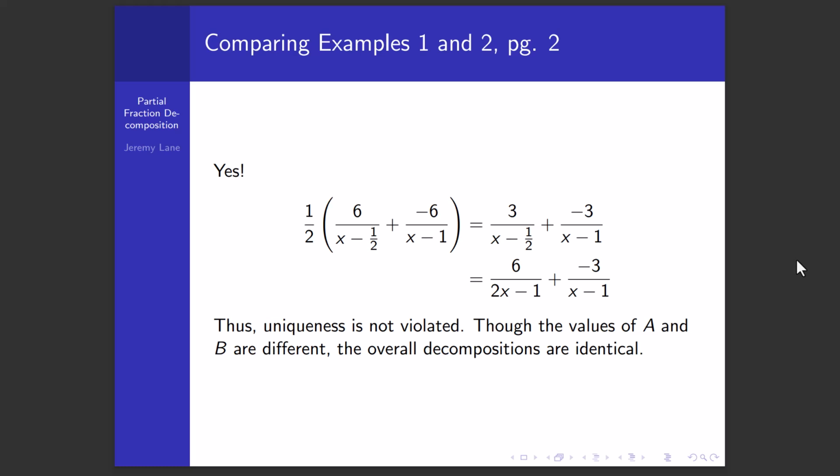But all of that's going to be divided by 2. And we know that by the flip multiply rule, we'll have 3 times 2, which is 6. So both of these decompositions do, in fact, give the same result for this rational function. So uniqueness is not violated. Even though the values of a and b are different, the overall decompositions are identical, different ways of writing it. But this is something that we want to be careful of, because in many cases, dropping the 1/2 factor in front by using the complete factorization theorem can lead to errors.